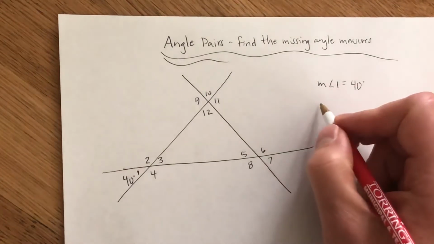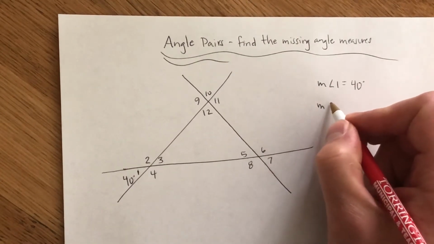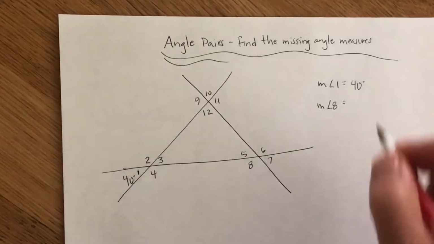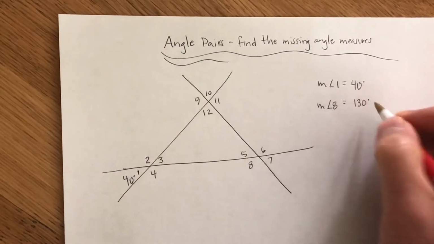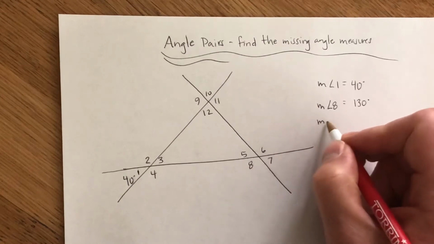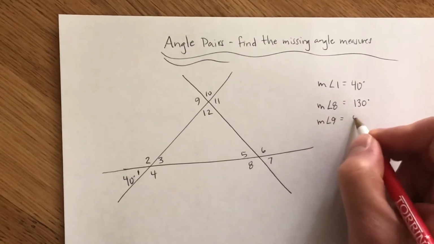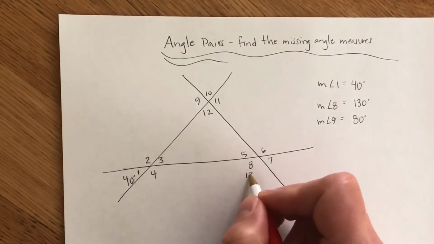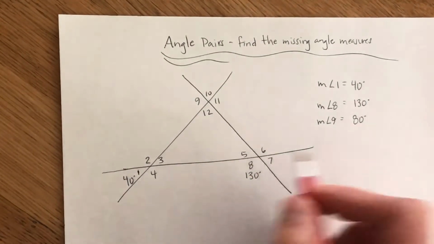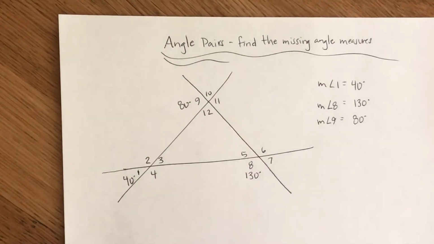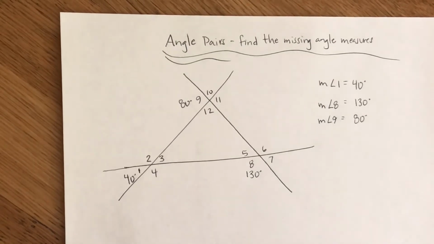And then let's say you're also told that the measure of angle 8 is 130 degrees, and you're also told that the measure of angle 9 is 80 degrees. So we'll label those on our diagram. The measure of angle 8 is 130 degrees, and the measure of angle 9 is 80 degrees. So we can figure out all these other angle measurements based on what we know about angle pairs, specifically vertical angles and linear pairs. So let's just go one at a time.